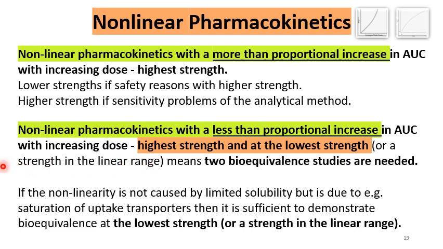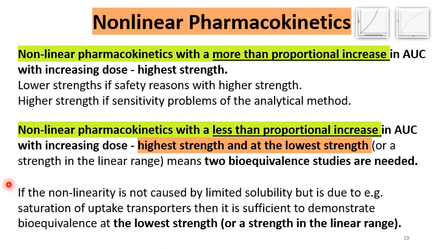Suppose you have 5 strengths and higher strength is say 100 mg and lower strength is say 5 mg. But after 50 mg strength, the increase in the AUC is less than proportional. So your 50 mg will be a strength in the linear range and that will be higher strength. And based on that the lower strength is selected, which is in the linear range of the AUC.